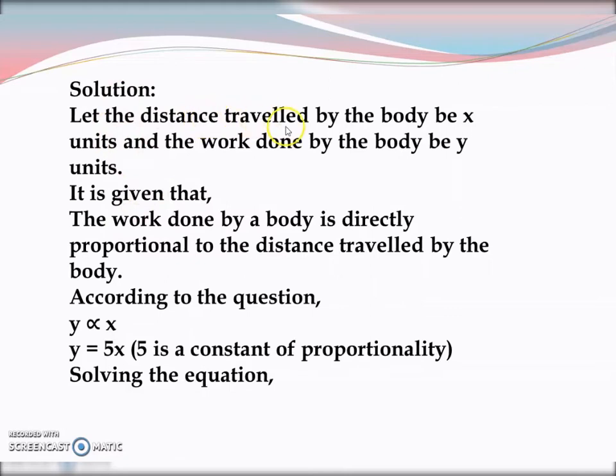Now we will assume the distance travelled by the body to be x units and the work done by the body as y units. Now it is given that work done by a body is directly proportional to the distance travelled by the body. So y, that is the work done, is proportional to x, that is distance. Now when we remove this proportionality sign, we have to put the equality sign and multiply it with the constant of proportionality. So here 5 is given as the constant of proportionality, that is constant force. So the equation becomes y is equal to 5x.